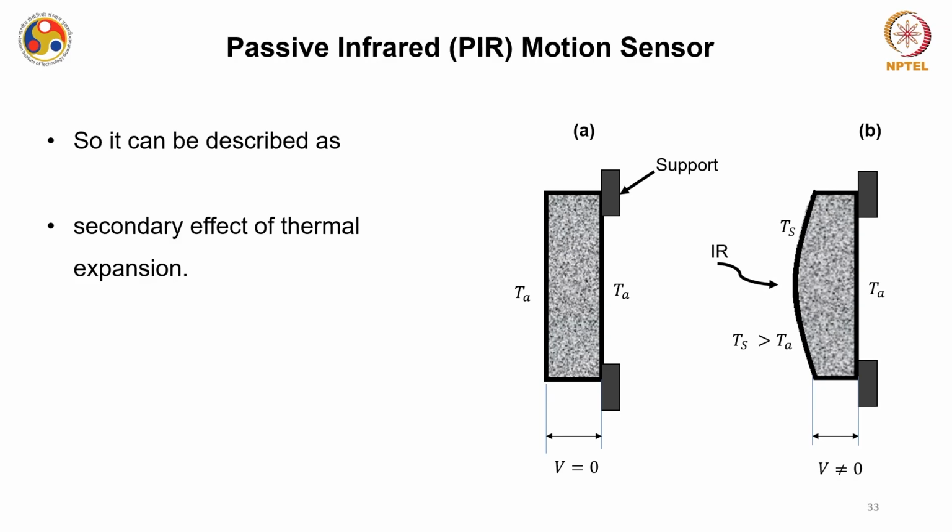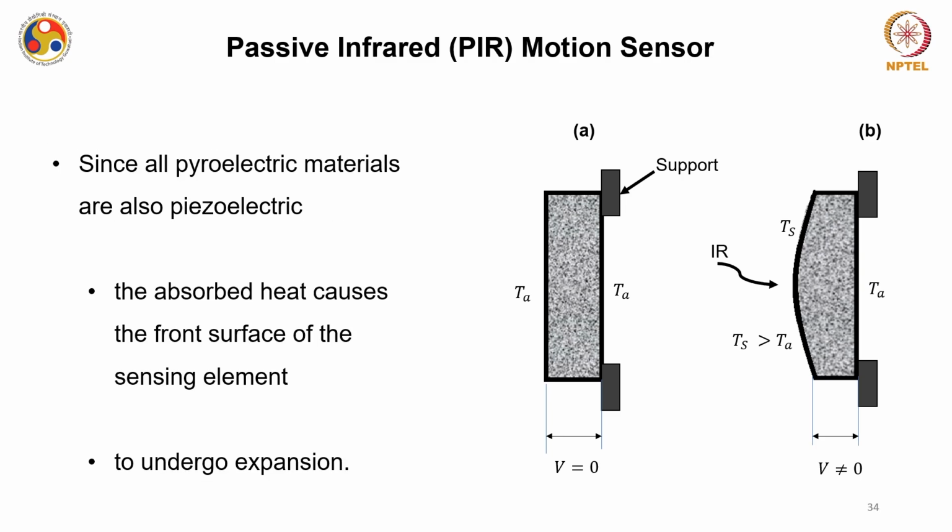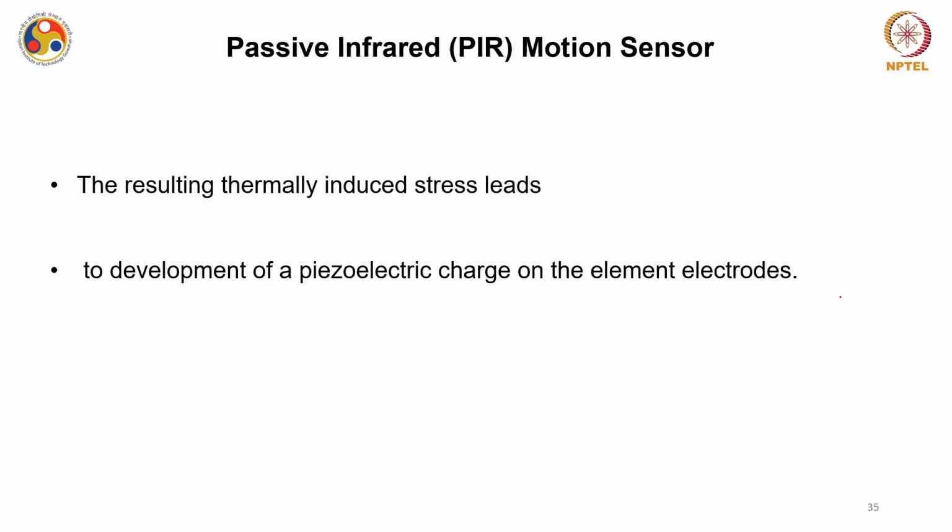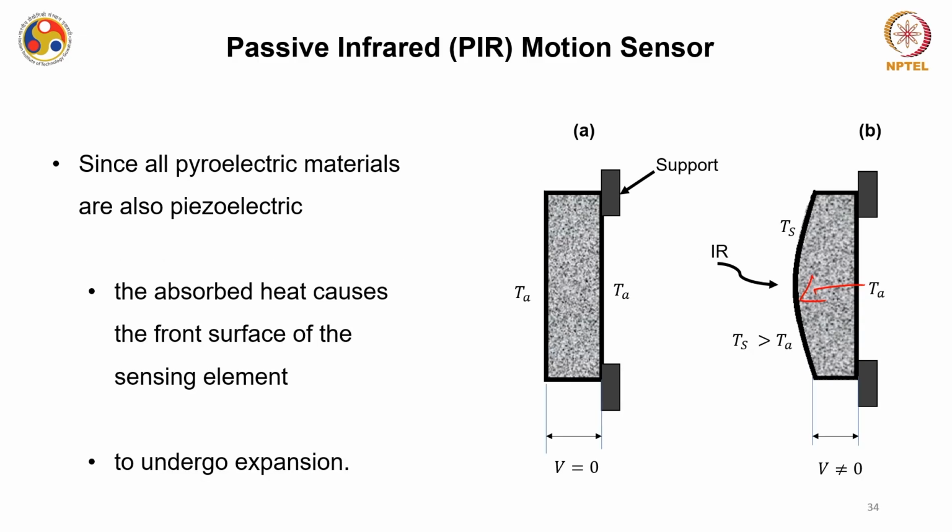Okay, that's why it can be described as a secondary effect of thermal expansion that we have just talked about. I also mentioned that all these pyroelectric materials are essentially piezoelectric, which means that the absorbed heat causes the front surface of the sensing element to undergo expansion, as we have just seen. This results in thermally induced stress, which leads to the development of piezoelectric charge on the element electrodes.